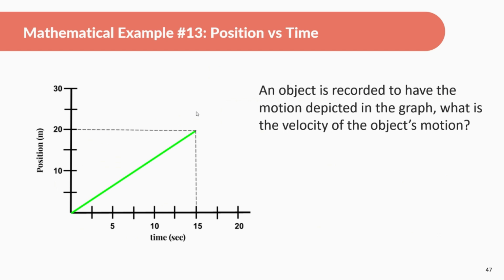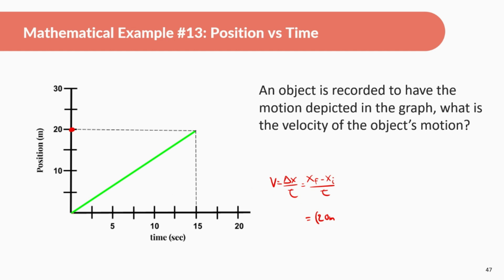Okay, so an object is recorded to have the motion depicted in the graph. What is the velocity of the object? So remember, velocity is equal to displacement divided by time, or better known as the change in position. So position final minus position initial divided by the time. So what's the final position? Well, it's going to be ending at this 20 meter mark. So I'm going to put 20 meters.